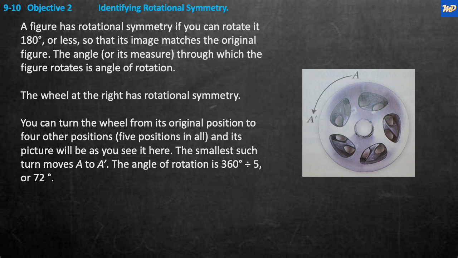Okay? The smallest such turn or move from A to A prime, the angle of rotation, is 360 degrees divided by 5, or 72 degrees. 5 would be the number of rotations. So that's the smallest such turn from A to A prime. The angle of rotation is 360 divided by 5 positions, which is 72 degrees. So you could go 72, you can go 144. Okay, you can go around that way.